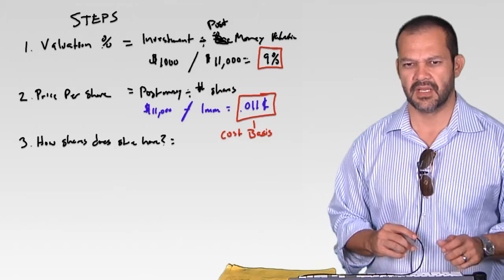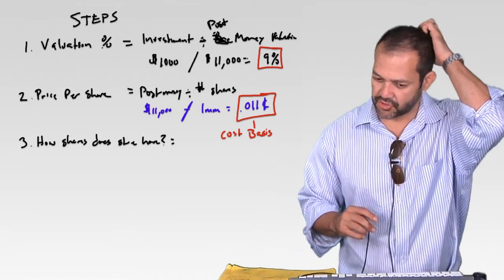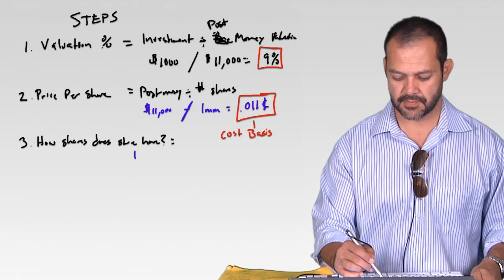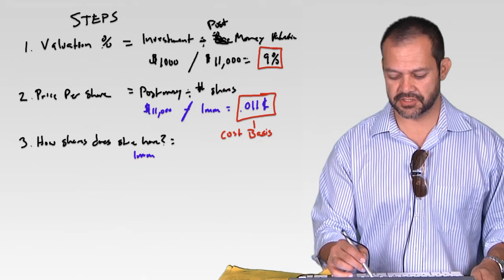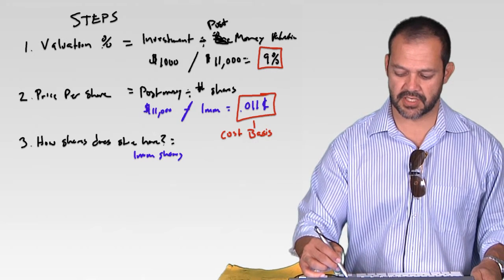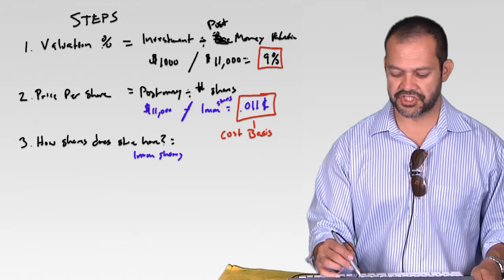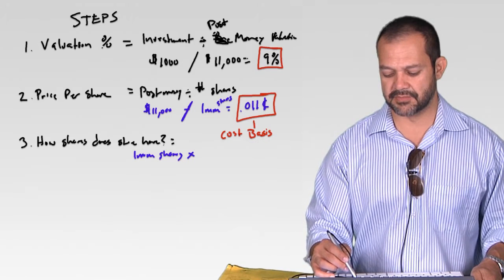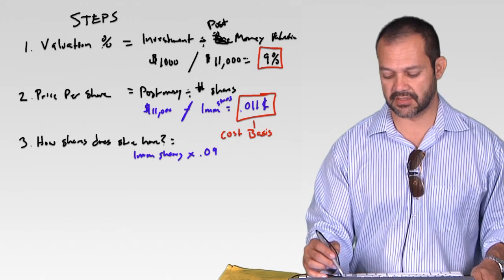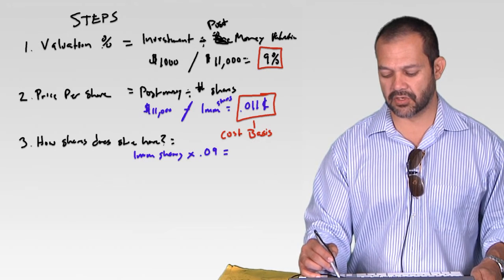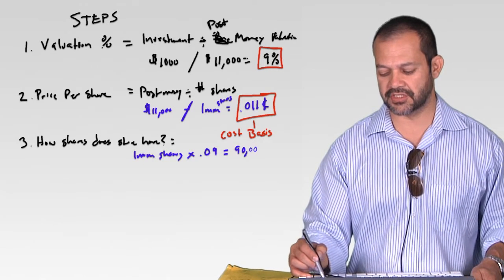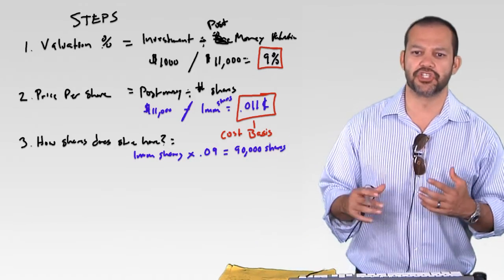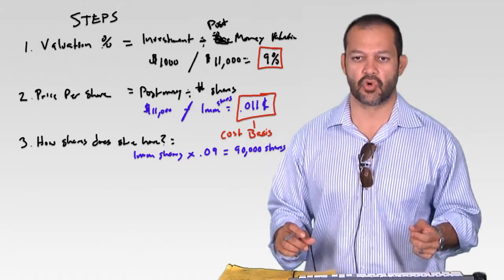Well, this is a fairly simple process also. We now know that there are 1 million shares. I'm going to put shares right here. 1 million shares, and we're going to multiply that times 0.09, the 9%, correct? And that's going to give her 90,000 shares. This is how many shares she owns of your company now, or units.